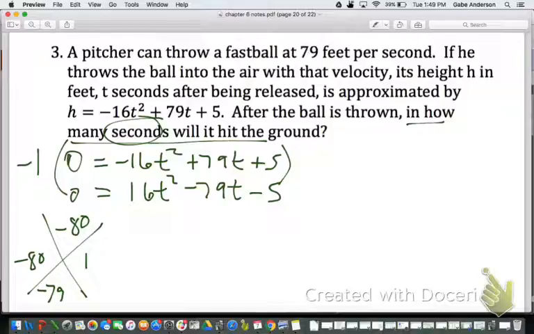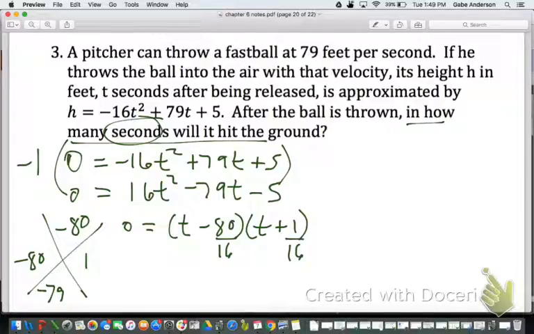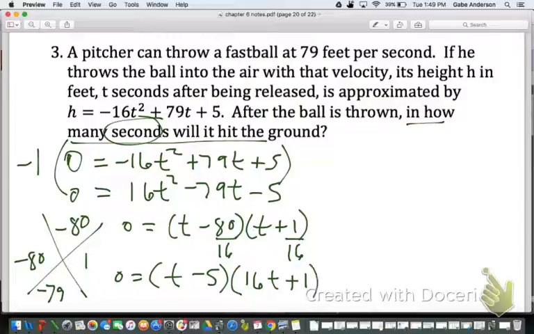Okay, so if we did, say, bottoms up, 0 equals, and we would have t minus 80, t plus 1. Let's not forget with bottoms up, you've got to divide by your a value. So we divide by 16 and 16. The first one reduces down to be 5. So t minus 5. The second one does not reduce, so we go bottoms up, 16t plus 1. Once you have factored, you can now use the zero factor property.